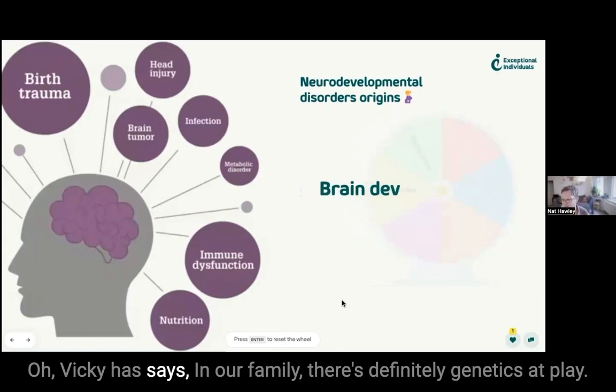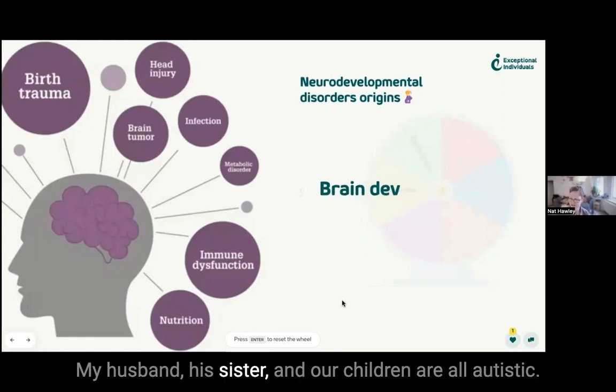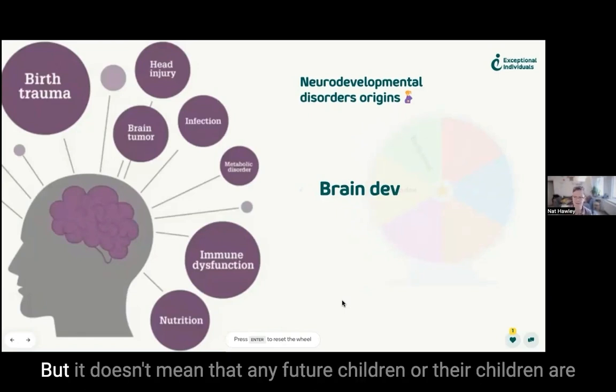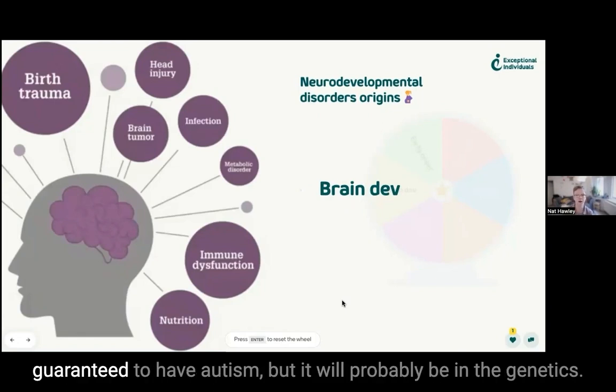Oh, Vicky says, in our family, there's definitely genetics at play. My husband, his sister, and our children are all autistic. Yes, definitely is. But it doesn't mean that any future children or their children are guaranteed to have autism, but it will probably be in the genetics.